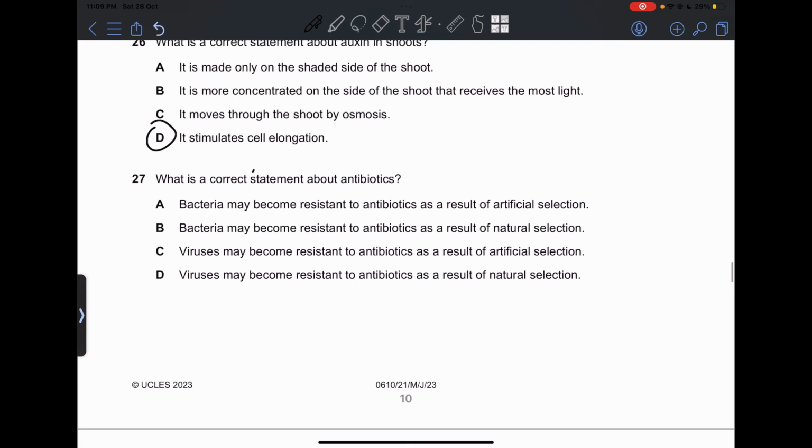27. What is a correct statement about antibiotics? A says bacteria may become resistant to antibiotics as a result of artificial selection. This is an incorrect statement. It should actually be natural selection. So our answer is going to be B.